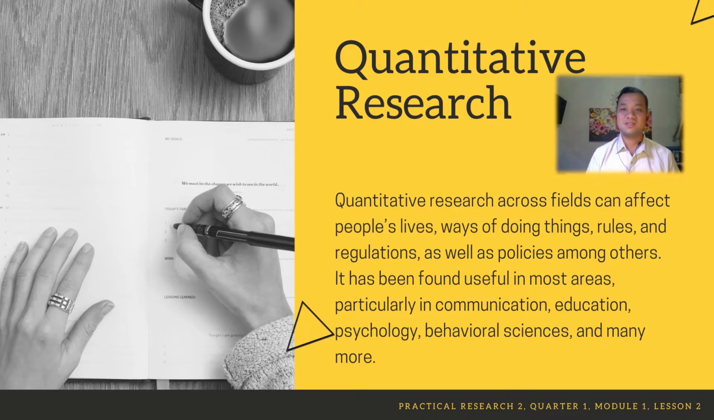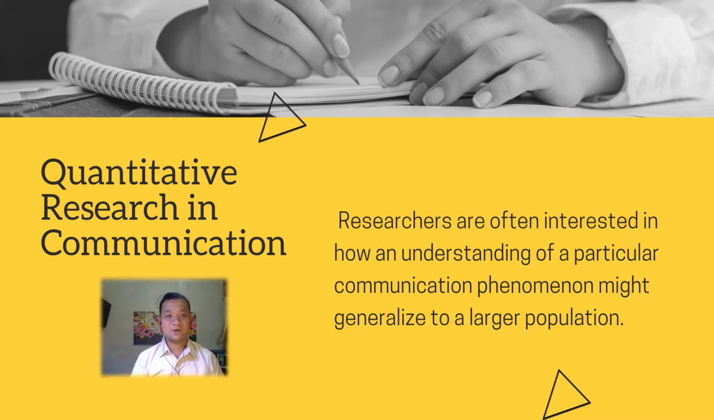Quantitative research across fields can affect people's lives, ways of doing things, rules and regulations, as well as policies among others. It has been found useful in most areas, particularly in communication, education, psychology, behavioral sciences, and many more. Let us have quantitative research and communication.